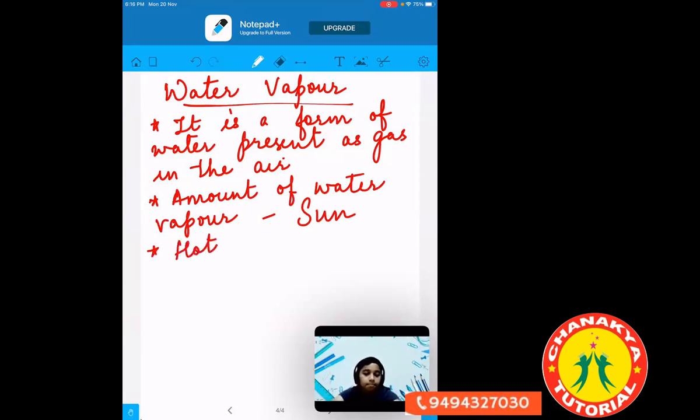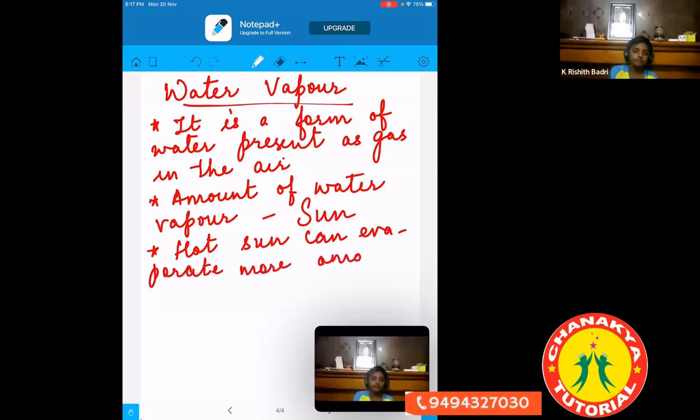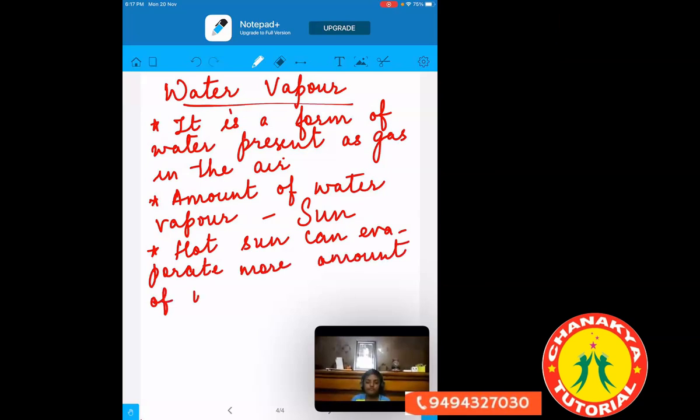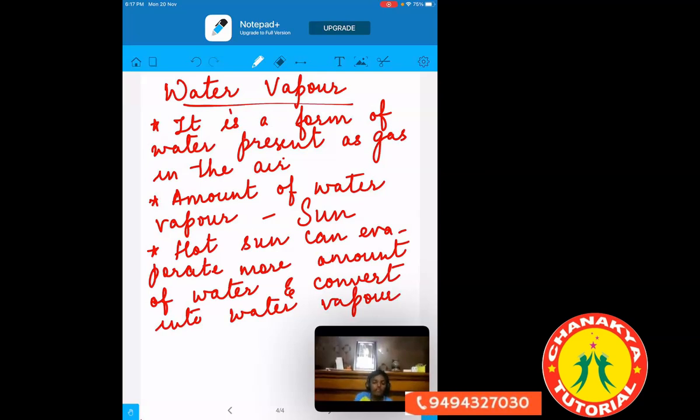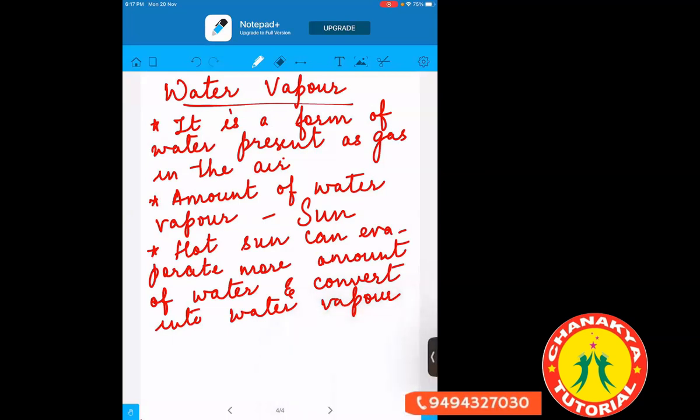So the hot sun can evaporate more amount of water, and then the water will be converted into water vapor. You might have seen the ponds and rivers on a hot sunny day: the pond and river water start evaporating, and because of which, slowly and gradually, the water will be converted into the water vapor.